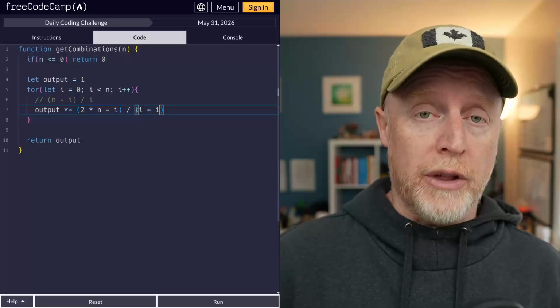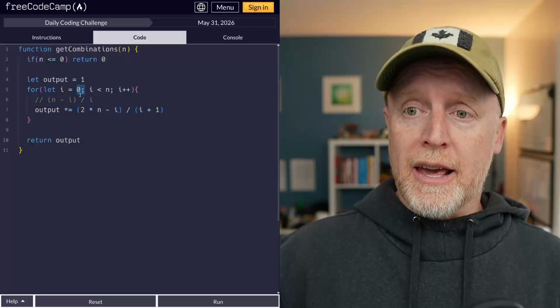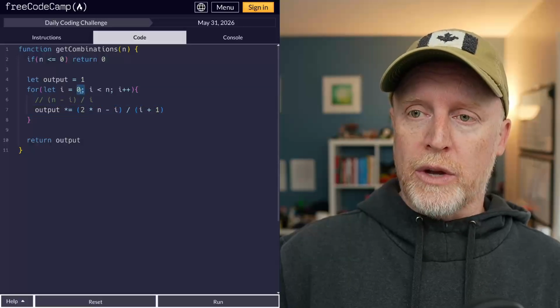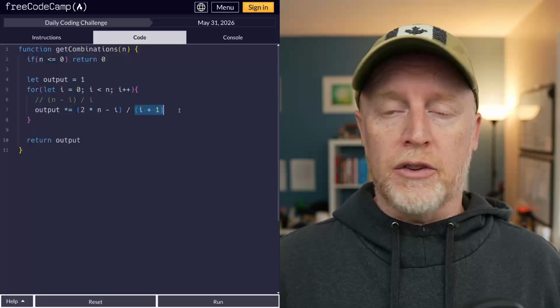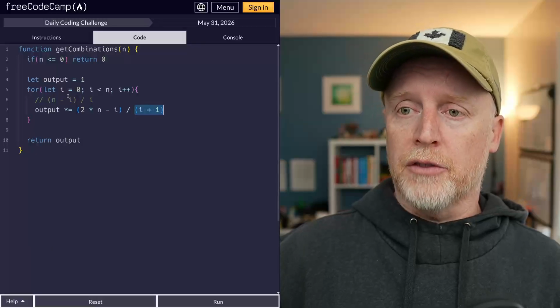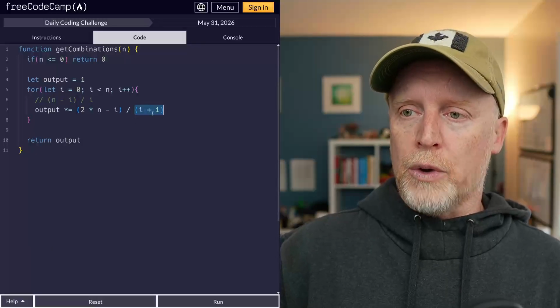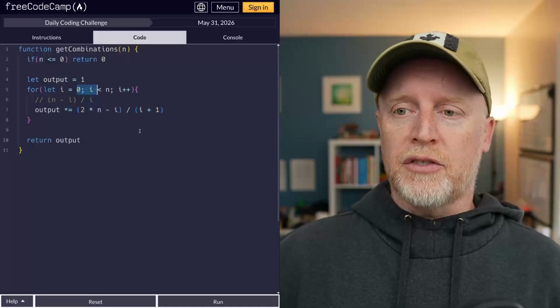And we need to do that i plus 1 because we're starting at 0 here. If, by chance, we did not do plus 1, then we would be trying to divide by 0, which is always an error, right? You can't divide by 0. It's not possible. So we need to plus 1, which is why we do this, and that will give us an output.